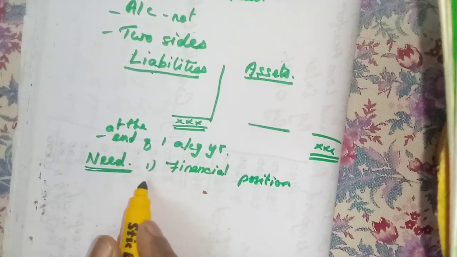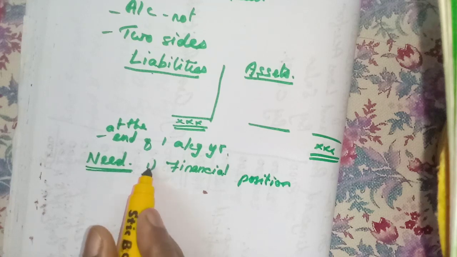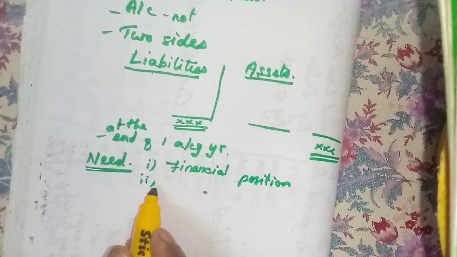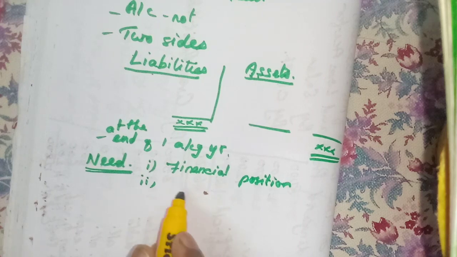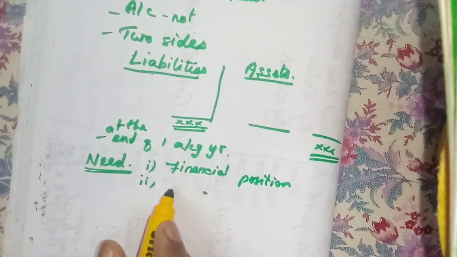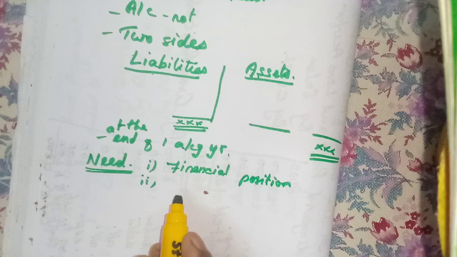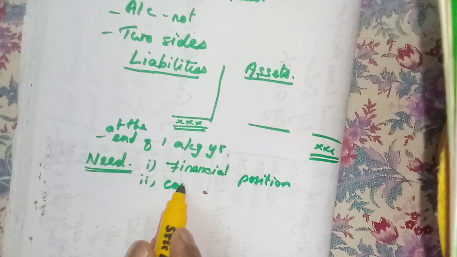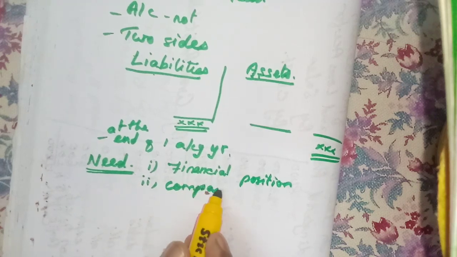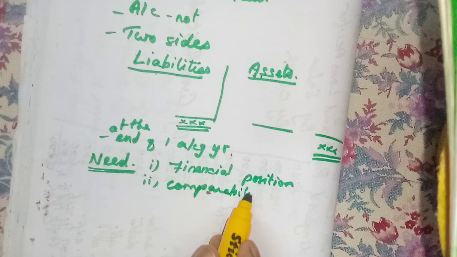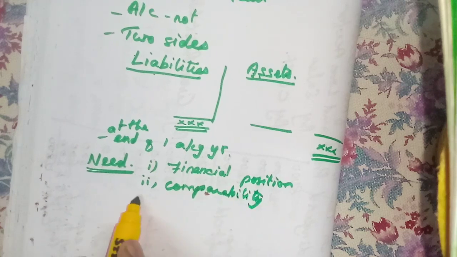And here, then another need: we can compare the different items in the assets and liabilities. That means current assets with the current liabilities we can compare. Okay, whether our items or other organizations' items or the previous year's items, we can compare the financial statements. Comparability can be made with the help of the balance sheet.